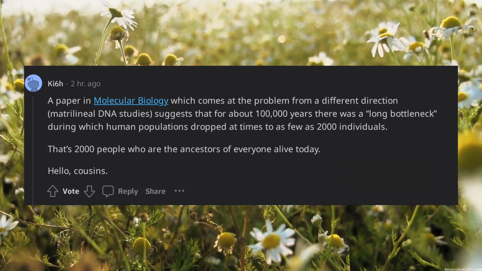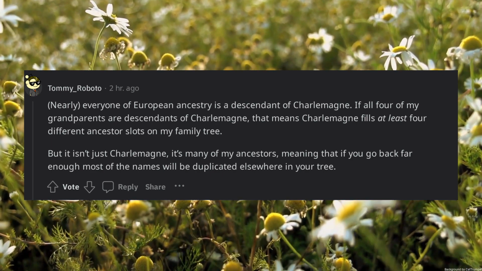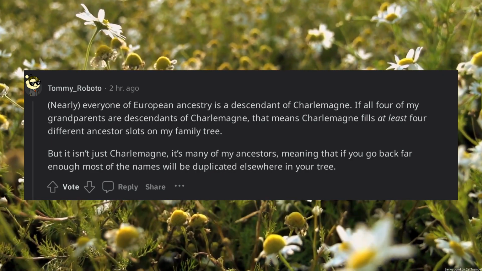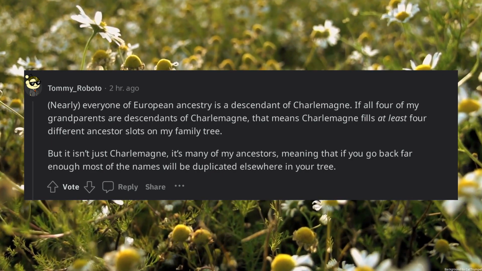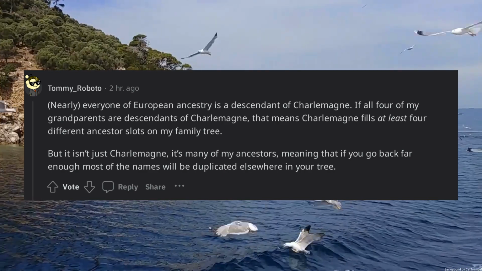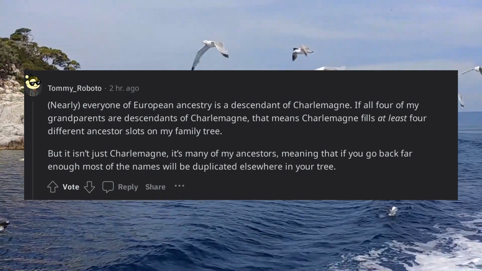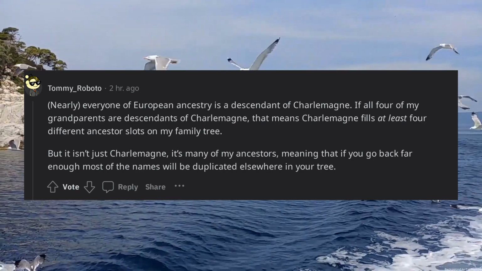Hello, cousins. Nearly everyone of European ancestry is a descendant of Charlemagne. If all 4 of my grandparents are descendants of Charlemagne, that means Charlemagne fills at least 4 different ancestor slots on my family tree. But it isn't just Charlemagne, it's many of my ancestors, meaning that if you go back far enough most of the names will be duplicated elsewhere in your tree.